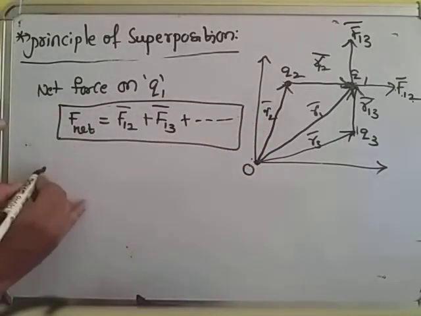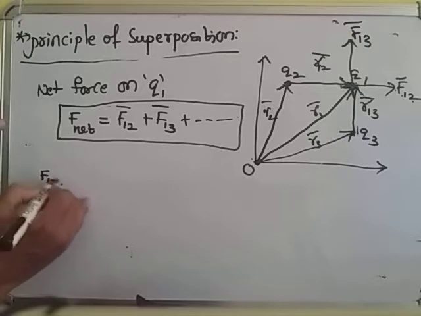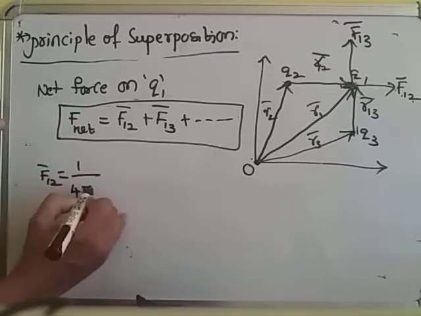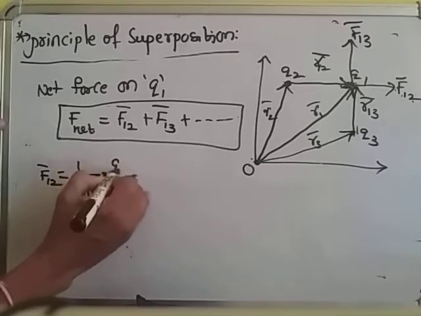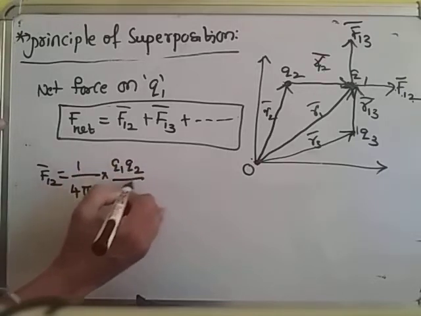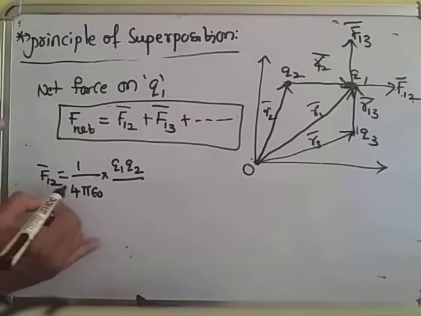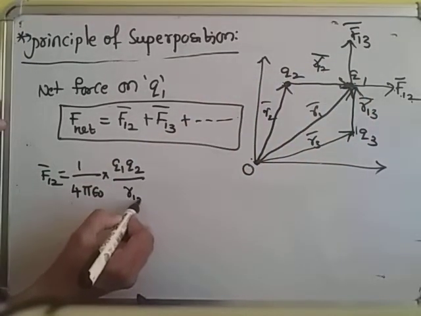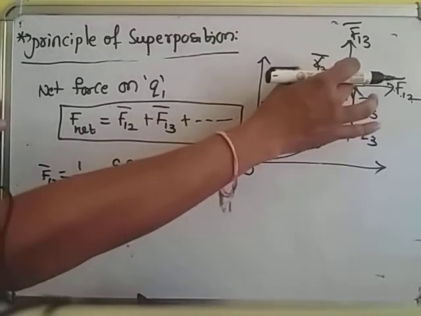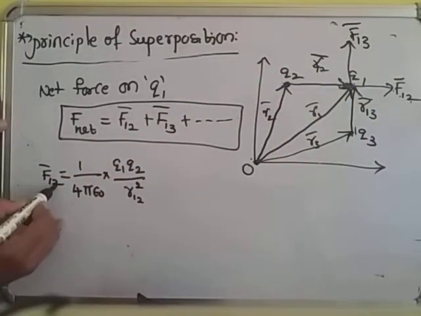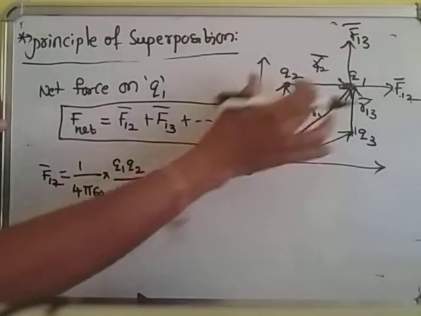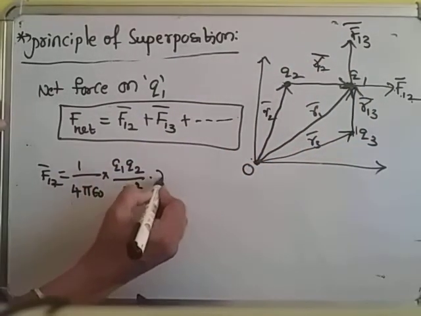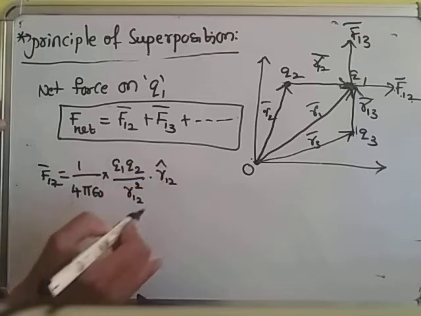If you want to write the F12 formula, the force formula in magnitude form we already know is 1 by 4 pi epsilon naught into q1 q2 by r square. The distance between 1 and 2 is r12, so r12 square. But we want to write it in vector form, that's why we have to write r12 cap.